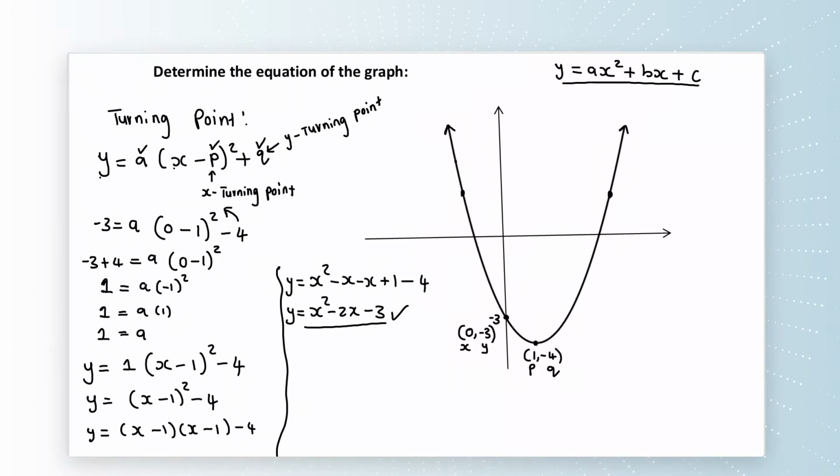If you check, it is the same equation as the one we got in example 1 because we are dealing with the same graph, just that we use 2 different approaches. But those are the 2 main methods that we're going to be using to determine the equation of a parabola. If they give you 2 x-intercepts, use the method we learned in example 1. If they give you the turning point, use this method.